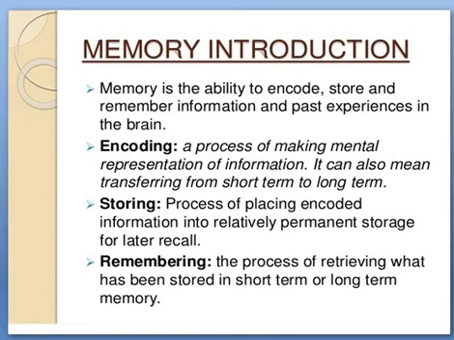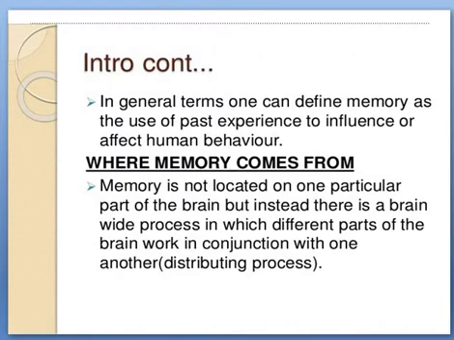So these are the stages, and in the third stage of memory, information can be used when one is able to recover it from his or her memory. Retrieval refers to bringing the stored information to his or her awareness so that it can be used for performing various cognitive tasks such as problem solving and decision making. So in general terms, one can define memory as the use of past experiences to influence or affect human behavior.